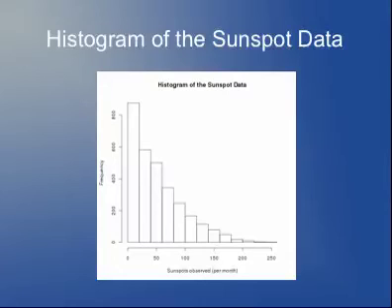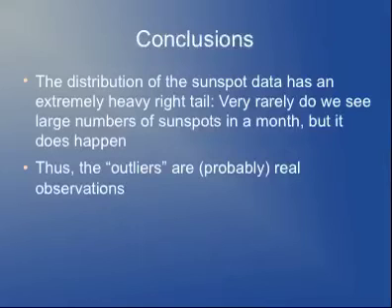It looks like a surprisingly orderly distribution of the data. The counts decrease steadily as the number of sunspots increases, but nothing particularly jumps out at you as something that's clearly wrong. So the basic conclusion is that it's rare to see a larger number of sunspots in a month, but it does happen. These outliers in the sunspot data set most likely represent valid data. In fact, I would say almost certainly represent valid data in this case.